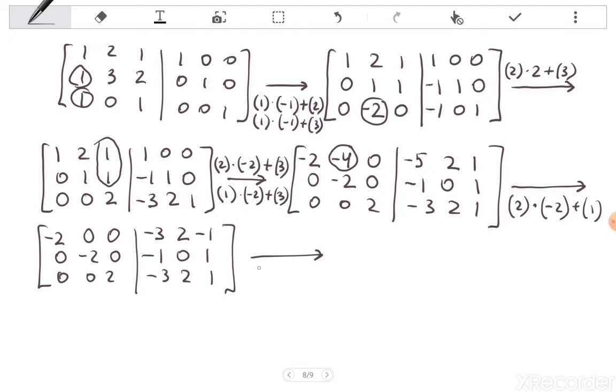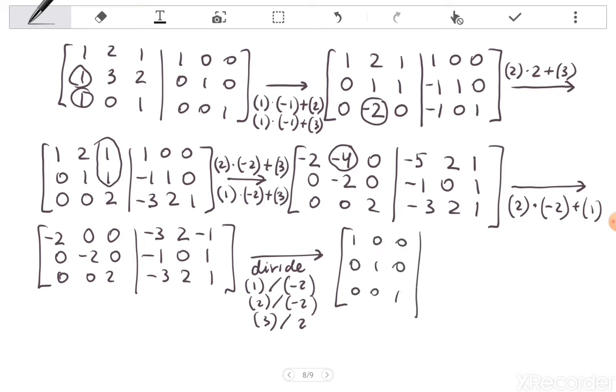Next we divide the first row by minus 2, the second row by minus 2, and the third row we divide by 2. So what do we get? We get 1, 0, 0, 0, 1, 0, 0, 0, 1, and on this side we obtain 3 over 2, minus 1, 1 over 2. Here we divide by minus 2, so this will be a half, 0, minus a half. This we divide by 2: minus 3 over 2, 1, 1 over 2.